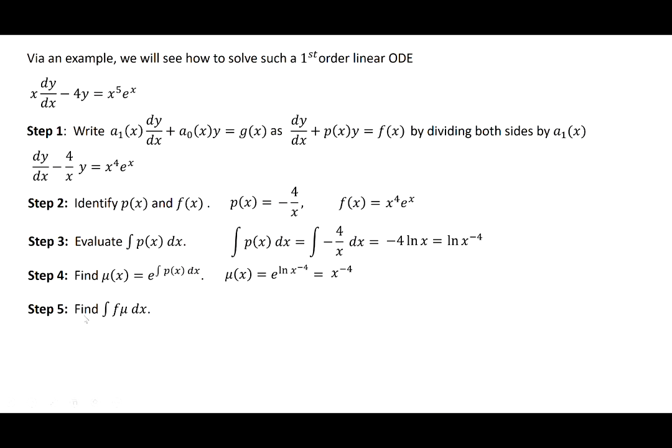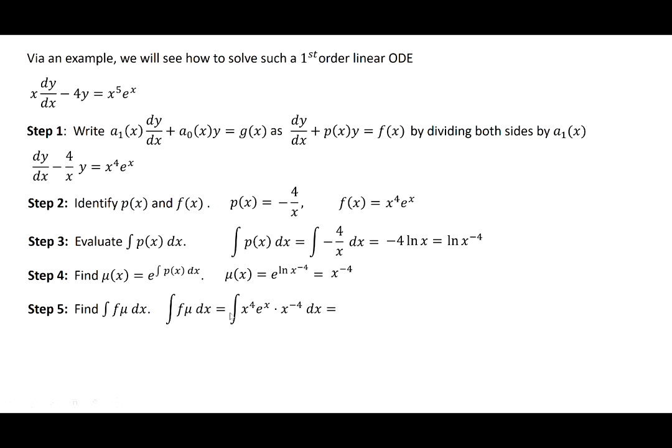In the next step, we need to find integral f mu dx. What do I mean by that? F is our f of x. Do we have f of x? Yeah, from step 2 we have f of x. And mu we found in step 4. Mu is x to the negative 4. So find integral f mu dx in this step. So we end up getting x to the 4 times e to the x is our f of x. Mu happens to be x to the negative 4 dx.